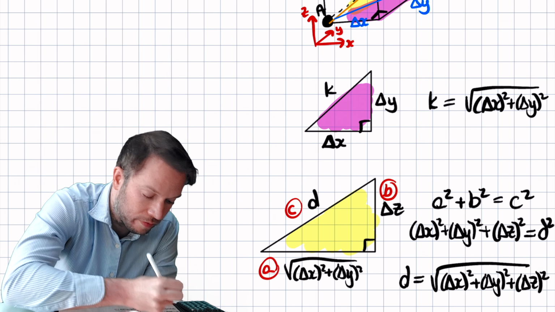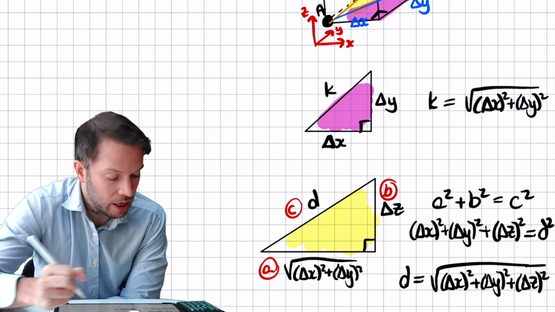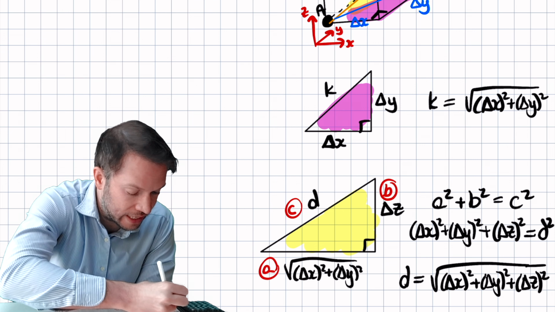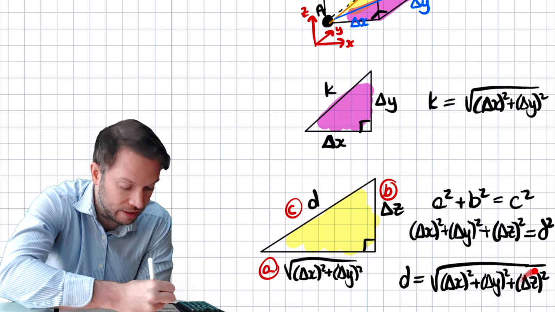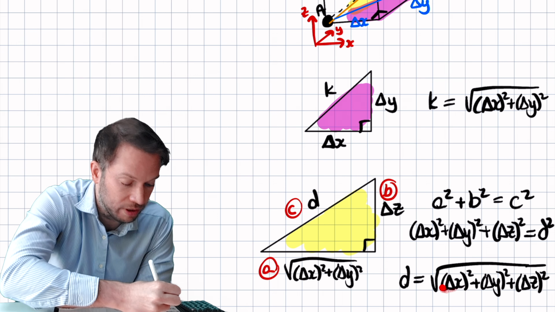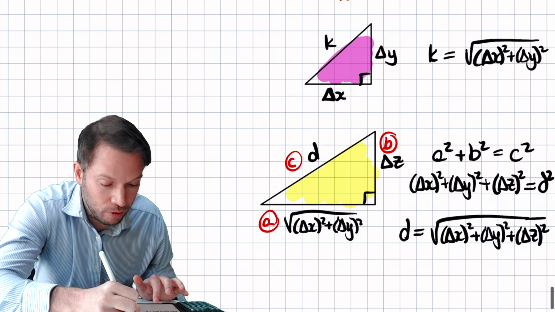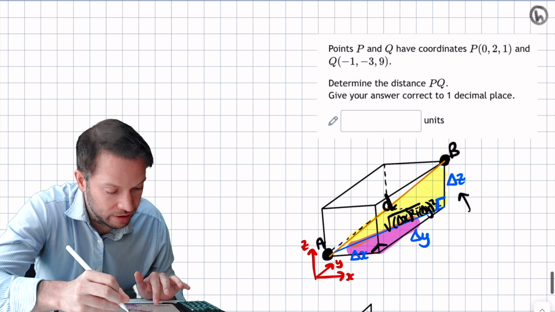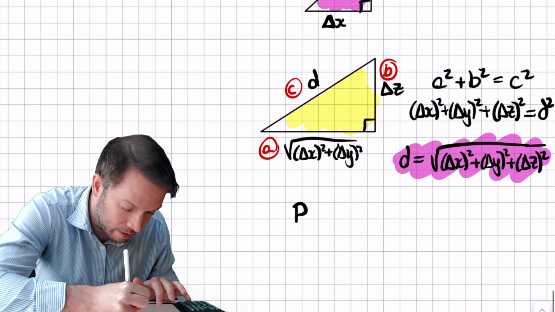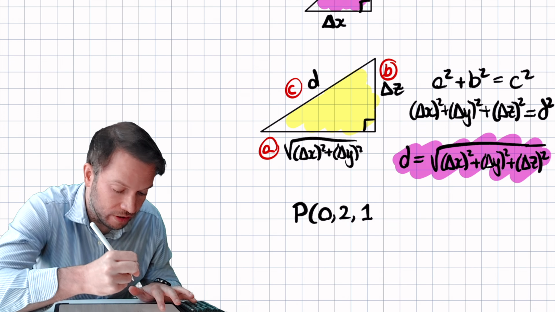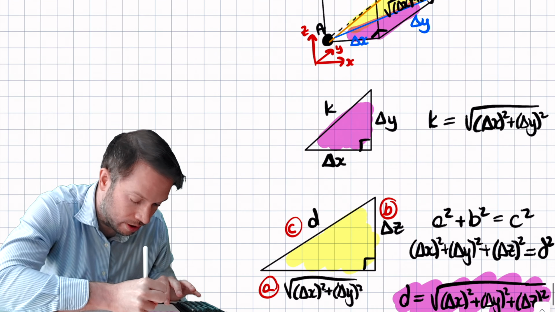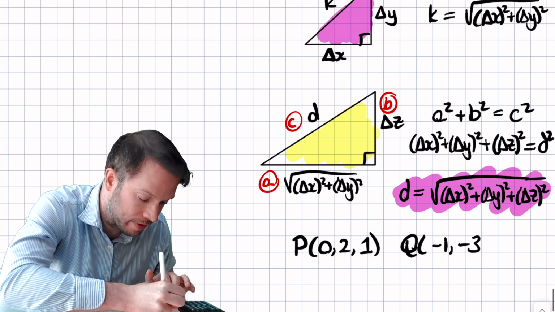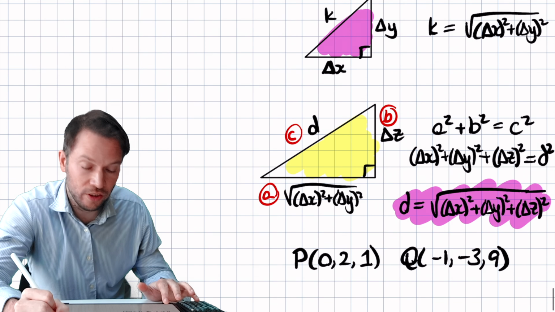And if you remember the videos we did on the distance between two 2D coordinates, this formula was identical except for we didn't have this change in z. So it was just the square root of change in x squared plus the change in y squared. So that is the formula that we need to use on this problem here. And we've got 2 3D coordinates. P is 0, 2, 1, and Q is -1, -3, and 9. Now let's work out what the change in x, the change in y, and the change in z is.